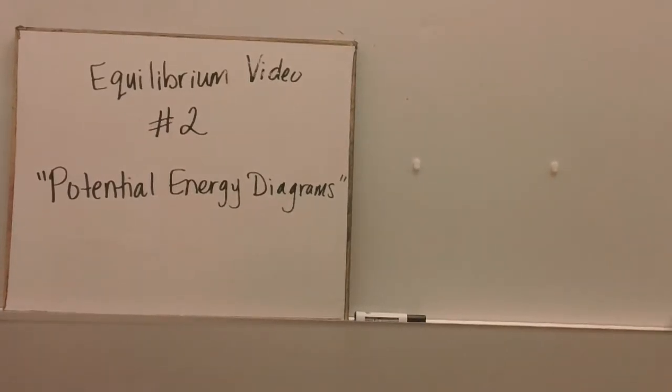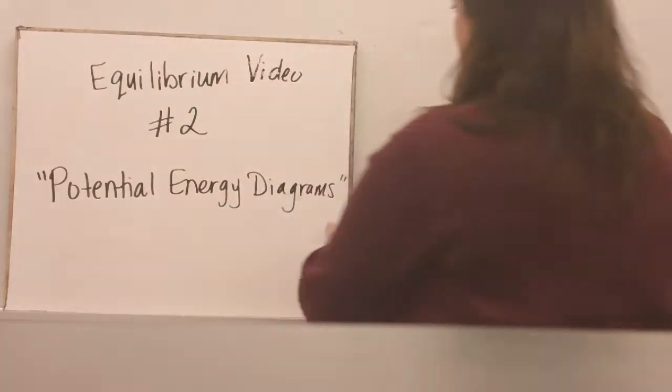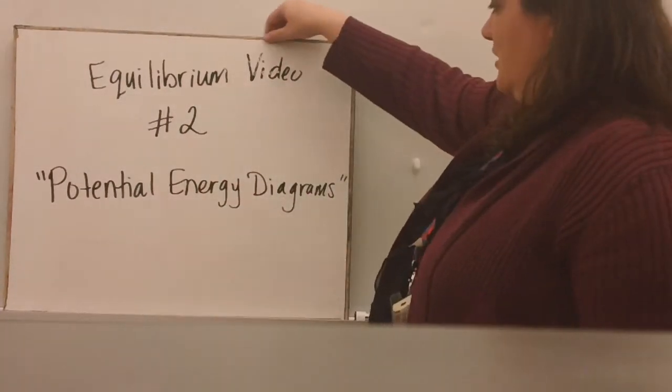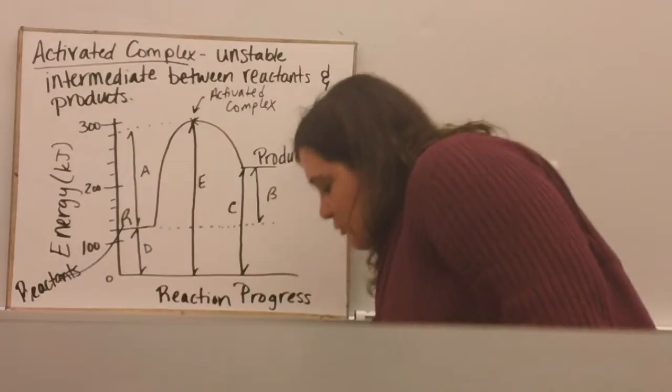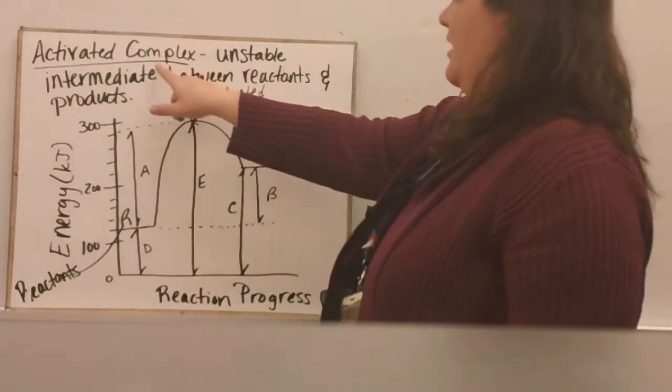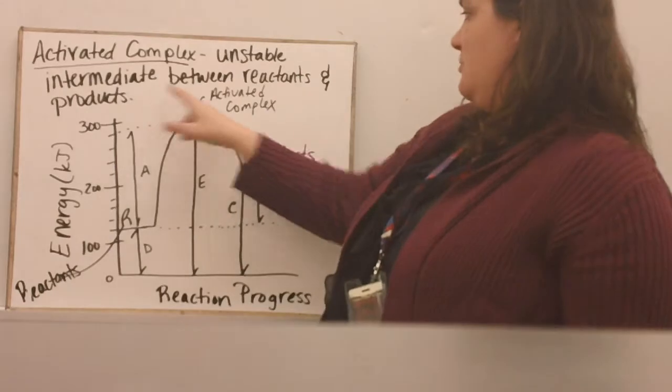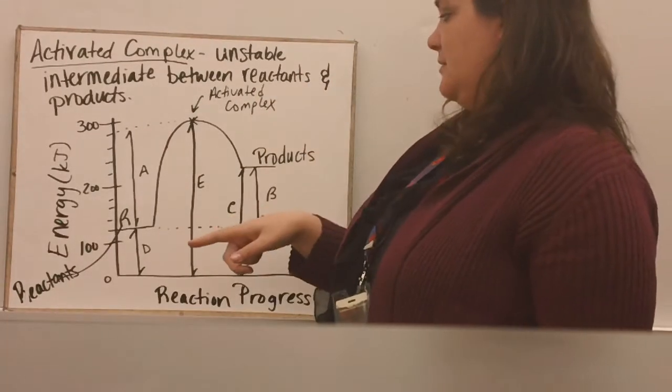Equilibrium video 2 is on potential energy diagrams. So we're going to look at potential energy diagrams. And so another term we need to know is the activated complex. That is the unstable intermediate between the reactants and the products.